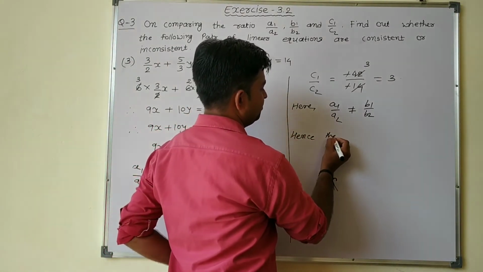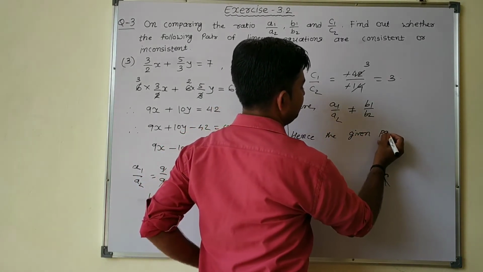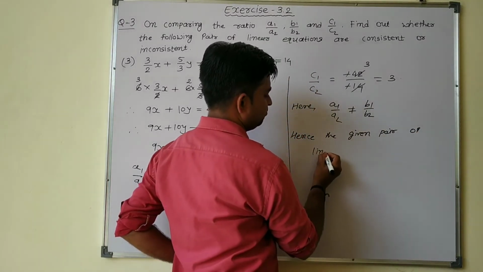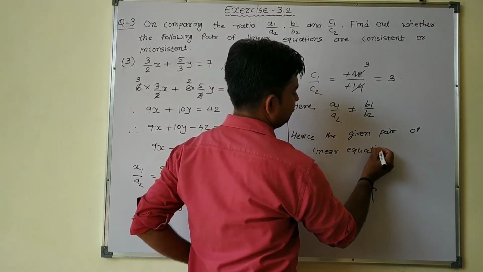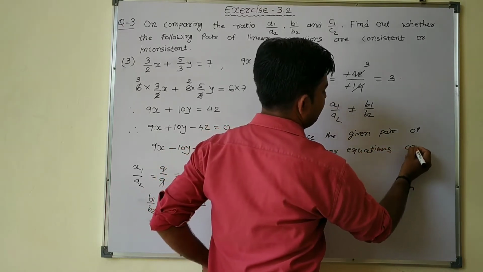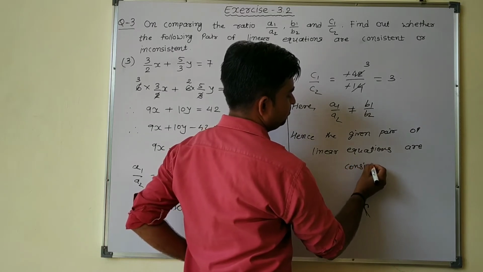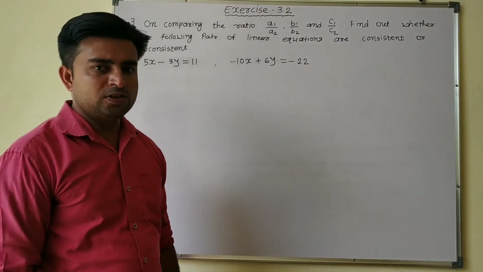Hence the given pair of linear equations are consistent. So this is done, now let's see the fourth number.